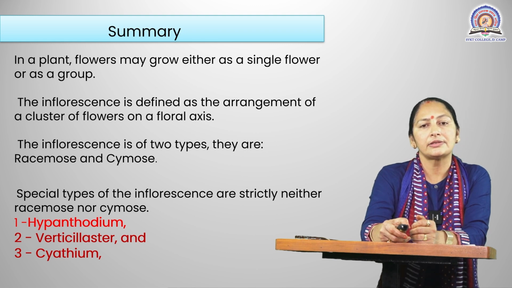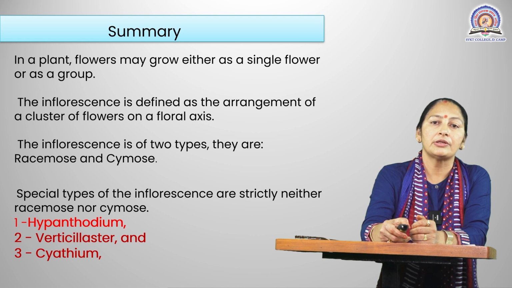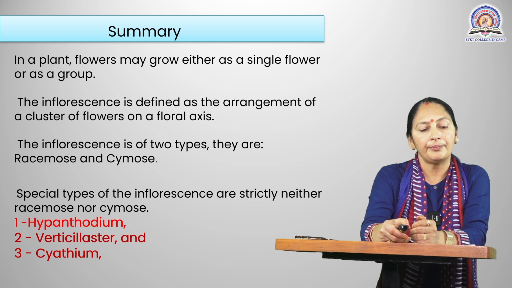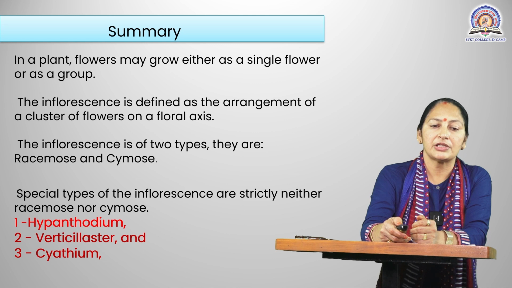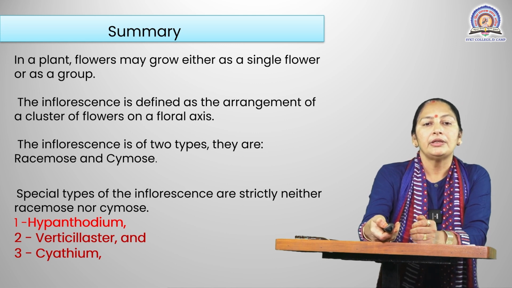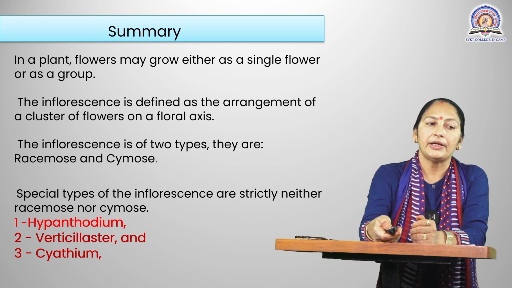Next, in today's lecture, there are two main types. The first is the racemose type of inflorescence, and the second is the cymose type. And the last topic is the special or modified types of inflorescences. These are the three types of special modifications: first the hypanthodium, then the verticillaster, and last the cyathium. In this way, this topic is completed.